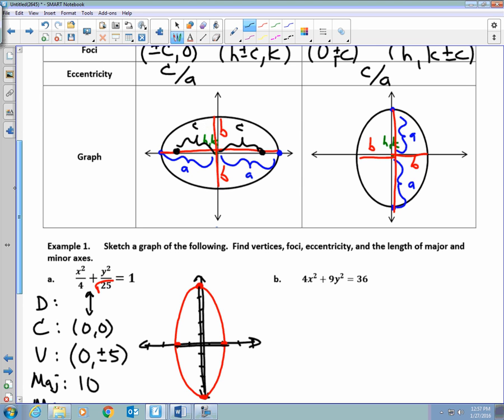What do I have to do to find the foci? Move c units. How do you calculate c? a squared minus b squared is equal to c squared. Not exactly the Pythagorean theorem. It's a subtraction sign instead of a plus. If you want to see why that formula comes up, see me after class someday. I'll derive the formula for you. That's what we get.